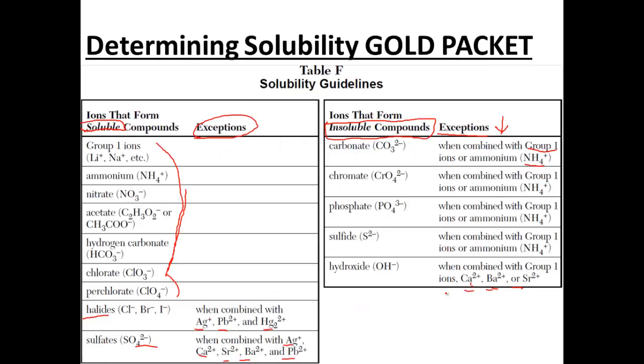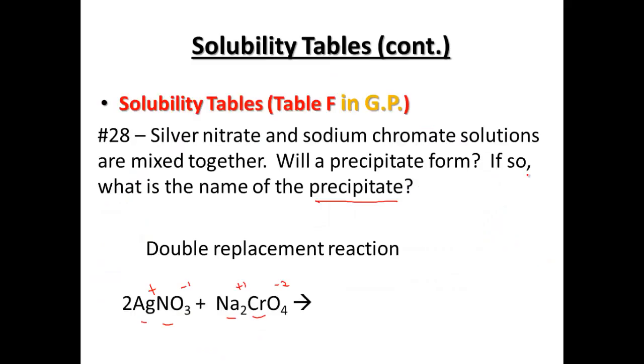So looking on that chart, all group 1 ions, so sodium, would automatically be soluble. And the other one we're looking for, all of our chromates are insoluble except when they're mixed with group 1. So if they're not with group 1, all chromates are insoluble, all these are soluble. So in the end, our insoluble product is silver chromate, it would be the precipitate.